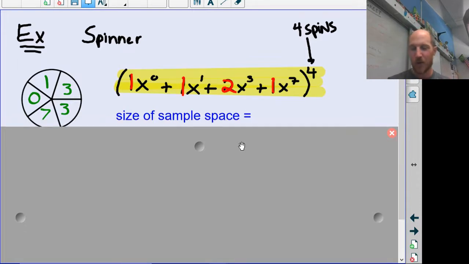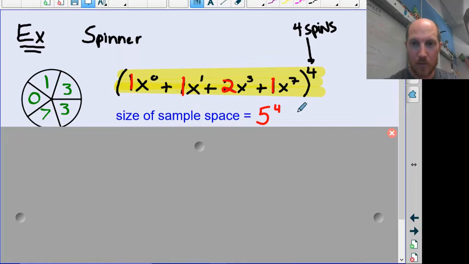Okay, I know you already saw this a second ago, but before we go any further, let's calculate the size of the sample space. Well, 5 spaces on that spinner, 4 repetitions. So 5 to the power of 4 is going to tell me the size of the sample space. So I can grab my calculator real fast here. 625.